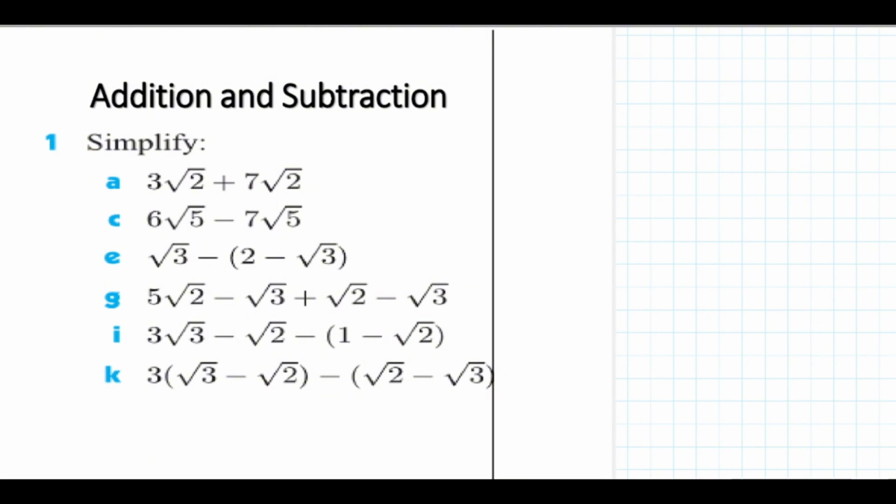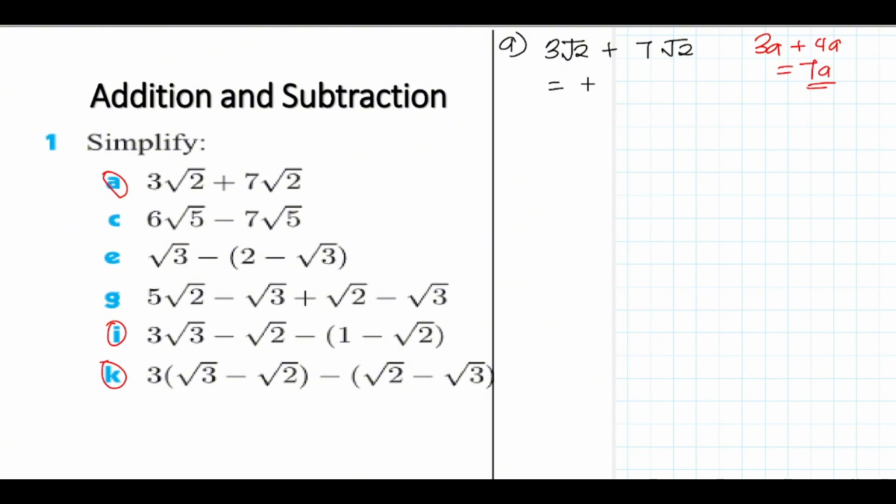Let's solve A, I, and K. Simplify the following. A, we have 3 root 2 plus 7 root 2. When you're simplifying surds by addition or subtraction, you add the coefficients together, and you keep the number under the root. Remember in algebra, if you have 3a plus 4a, you add the coefficients of a together, which is 7a, and that is called collecting like terms. We can use the same principle when simplifying surds.